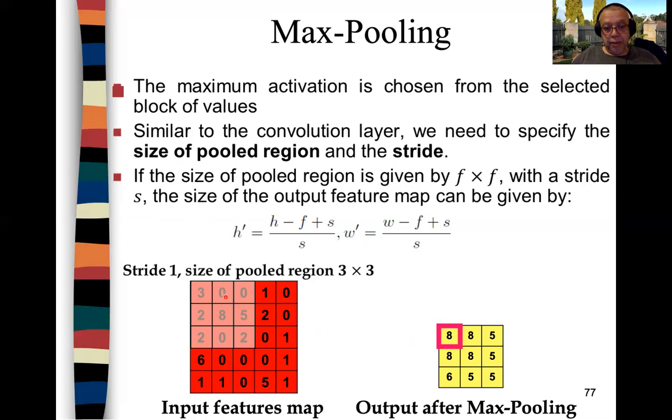And again, if we have a stride s equal to 1, we take the maximum, we move, we take the maximum, and so on. So you can see here that the maximum value is 5, so we put 5 here. Maximum value is 6, we put 6. Maximum value is 5, we put 5. And the maximum value in this block is 5, we put 5.